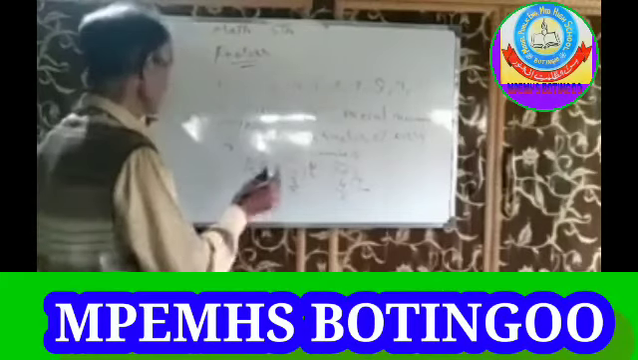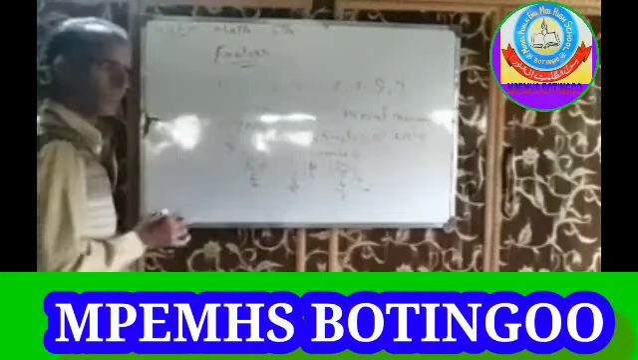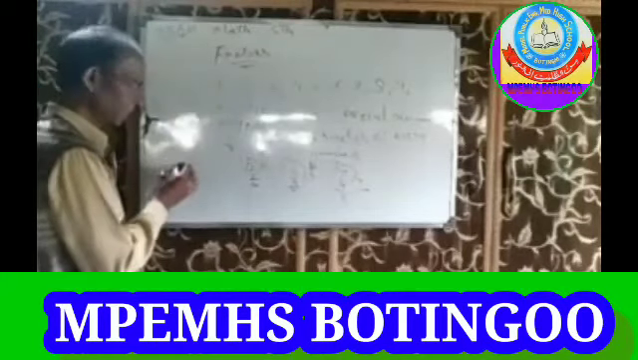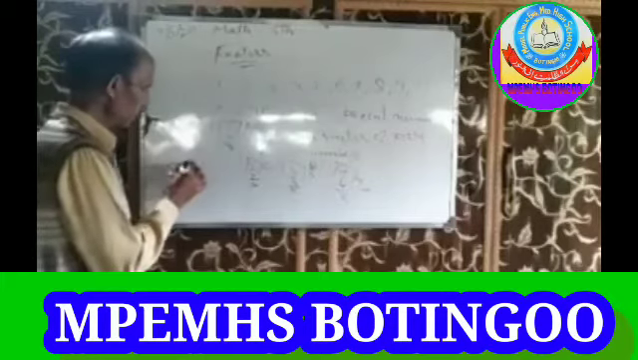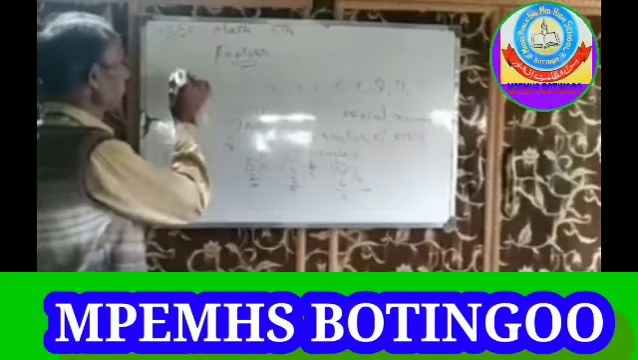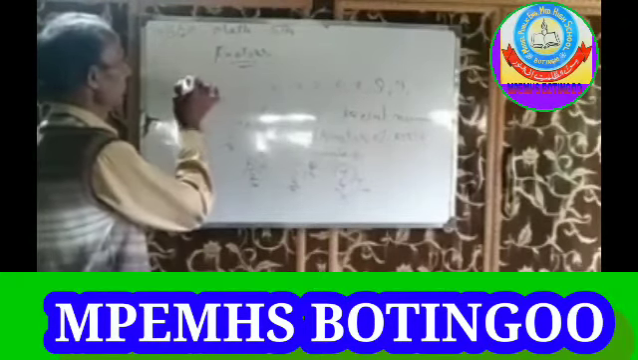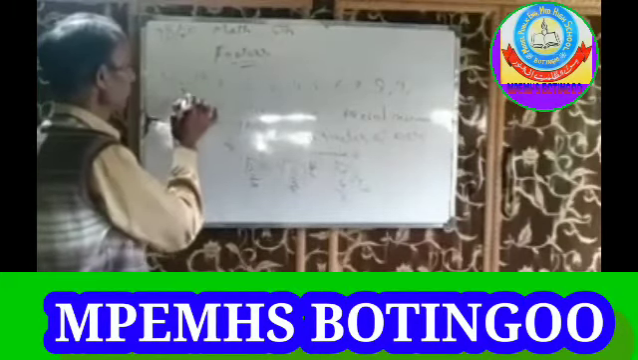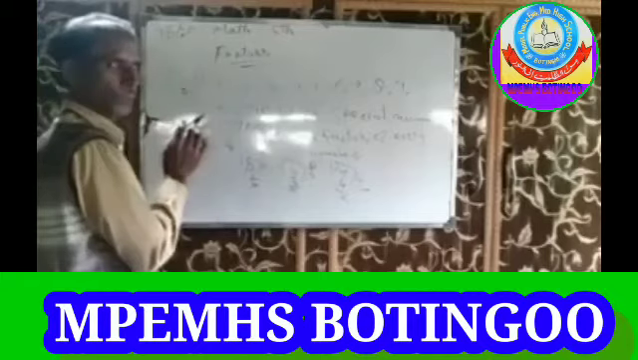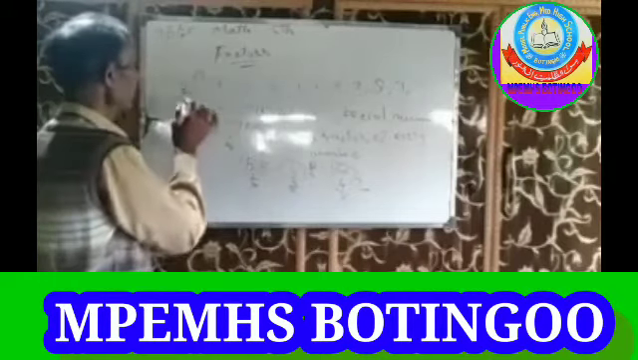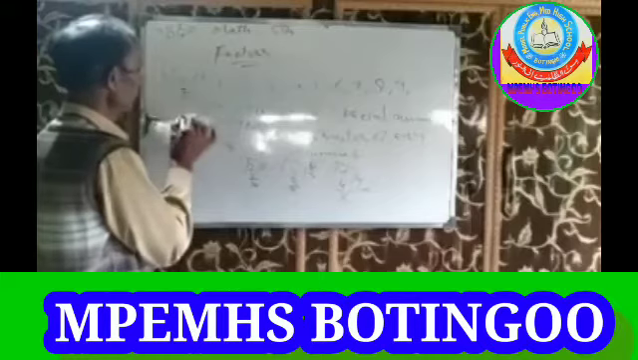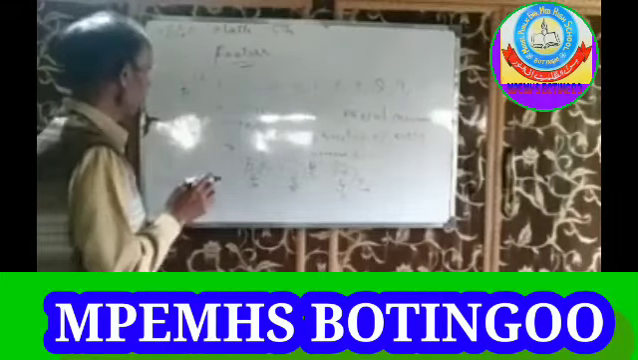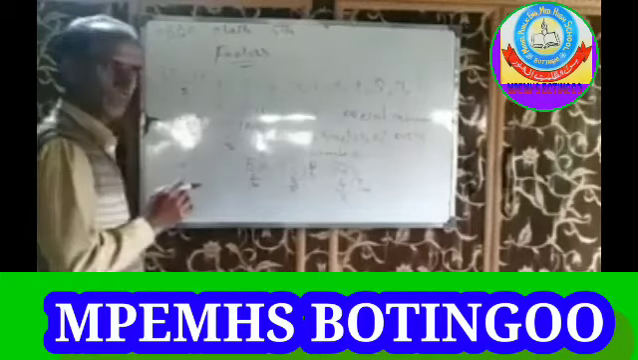After 1, we take 2. 2 has two factors. The first factor is 1, the second factor is 2. 2 divided by 1, 1 twos are 2. If we take 2 divided by 2, 2 ones are 2. So we prove that 1 and 2 are the factors of 2.